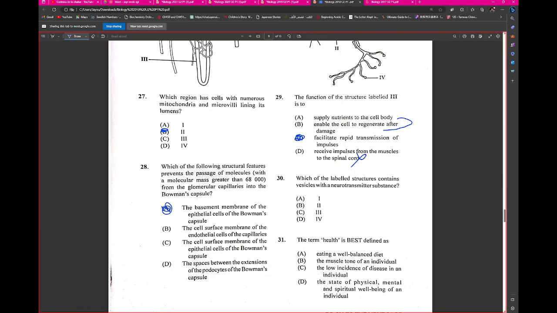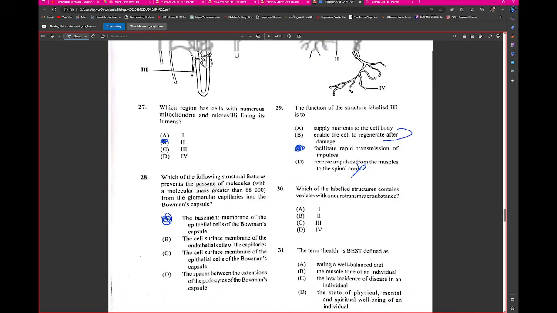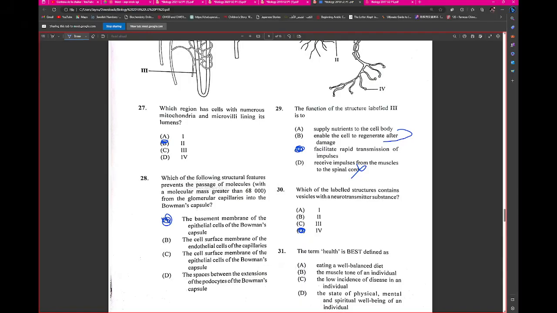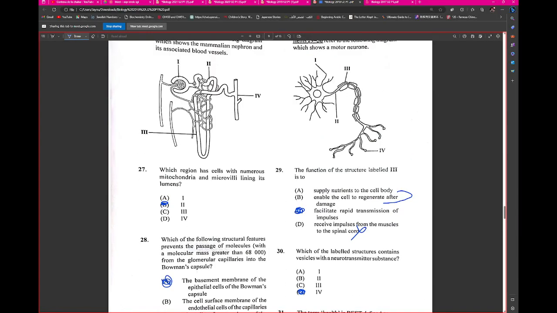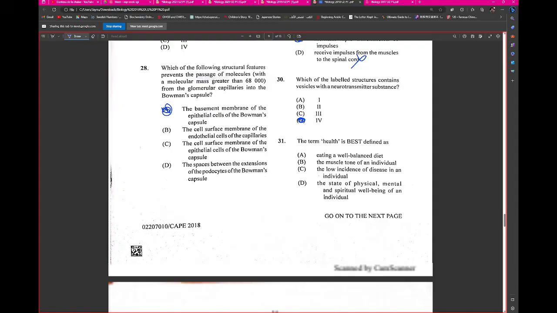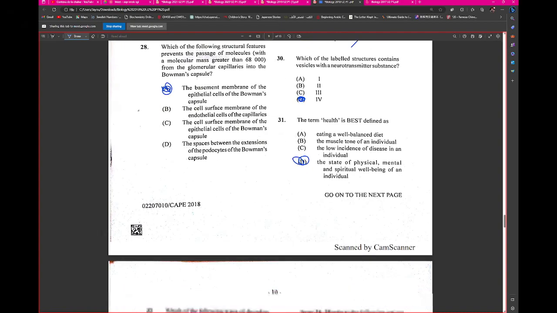30. Which of the following structures contains vesicles with a neurotransmitter substance? So that would be 4. The main term health speaks to what? The physical, mental, and spiritual well-being of an individual. That's all.